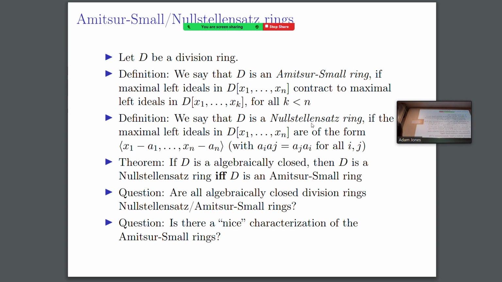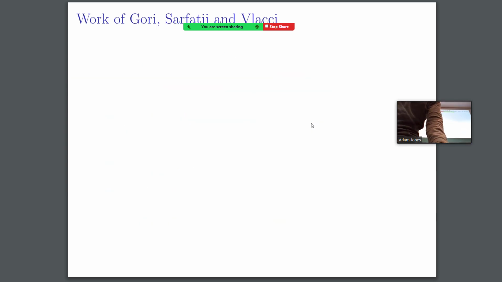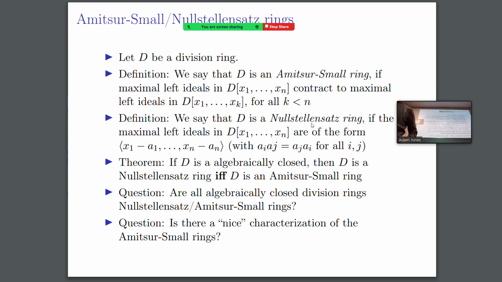More generally, you can ask, is there some nice generalization of the Amitsur small rings simply in terms of the arithmetic of the ring itself without going to these polynomial rings? I don't know, and I don't have a good guess.